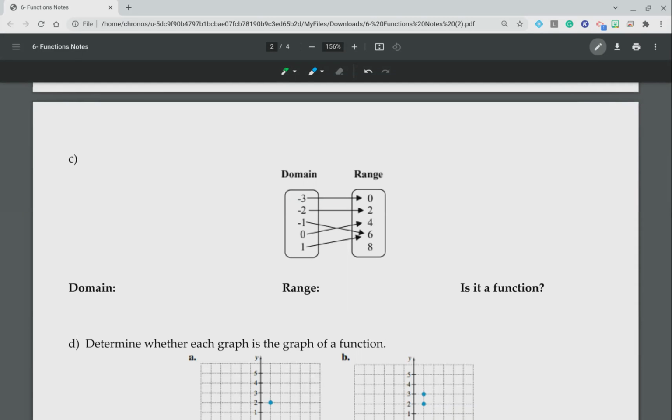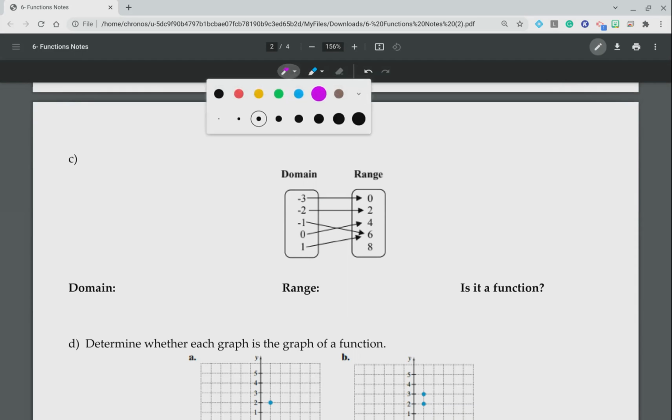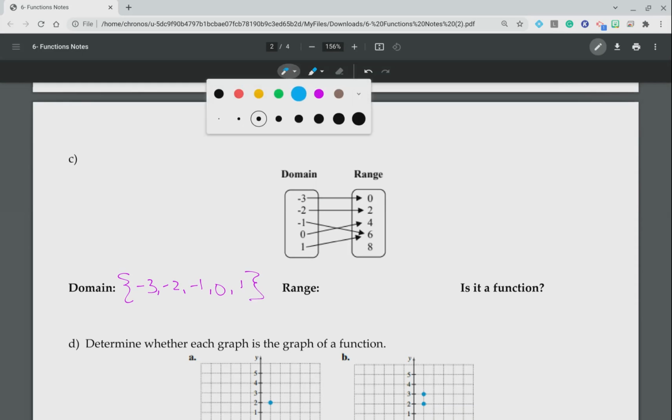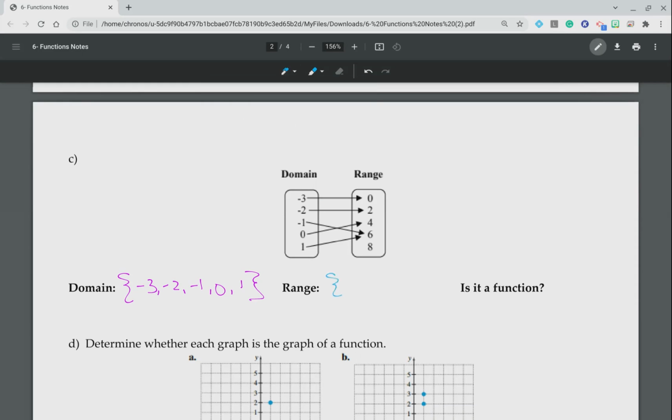Okay, so this one pretty straightforward. Our domain is going to be, well, they list what our domain is there. So we're going to have -3. And then our range is going to be on the right side.